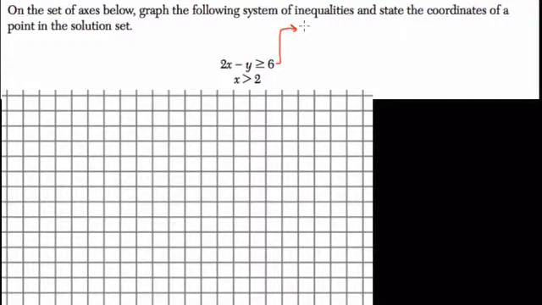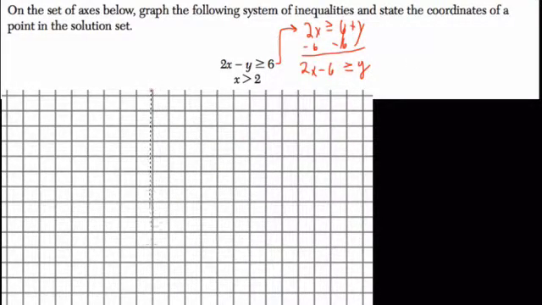So I'm going to add y to both sides, so I get 2x greater than or equal to 6 plus y. I just added y to the left, that cancels out the negative y, and I balance that by adding to the right. And then I subtract 6 from the other side, it cancels out, and I get 2x minus 6 is greater than or equal to y. So here, this just means that my y-intercept is negative 6, and my slope is 2.